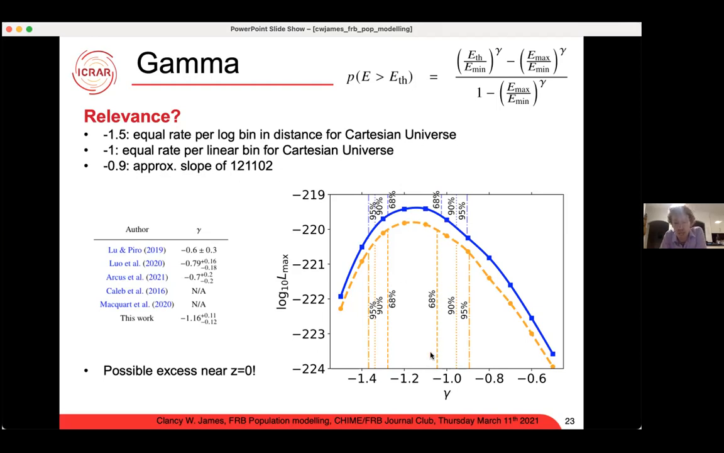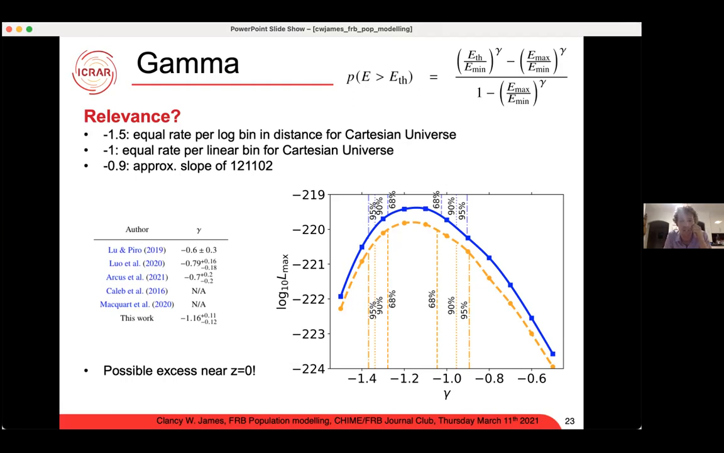So you'll see that I get a best fit value that technically doesn't rule out values less than minus 1, but it does prefer a steeper distribution here. And what that means is that because you have something steeper than minus 1, you do actually expect a preference for an excess of FRBs in the local universe. Now per linear bin, right? But we'll see that later. So it means there could be an excess of FRBs near 0. And I suspect this is borne out by the CHIME FRBs.